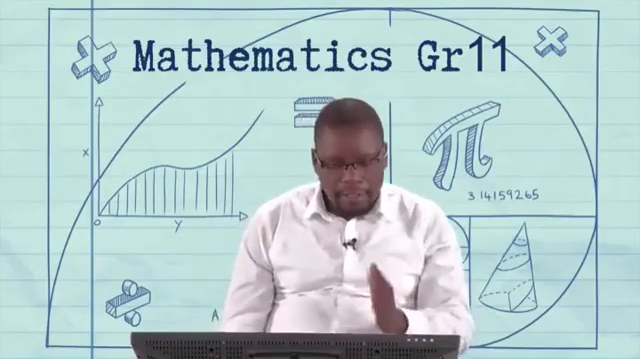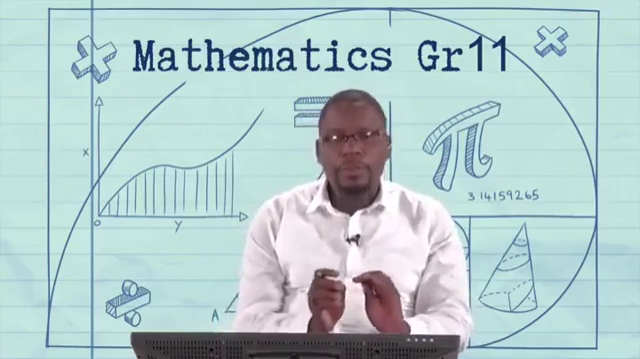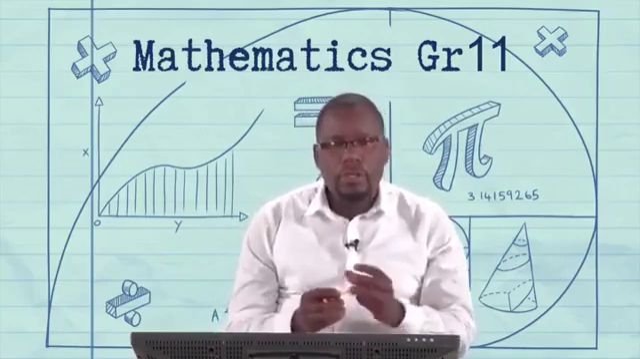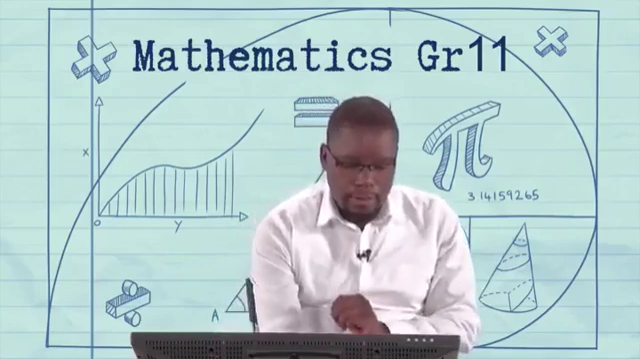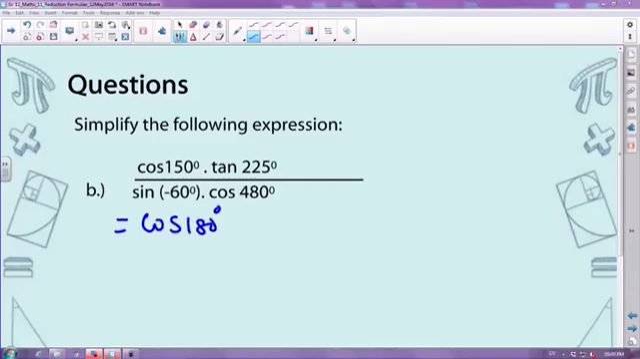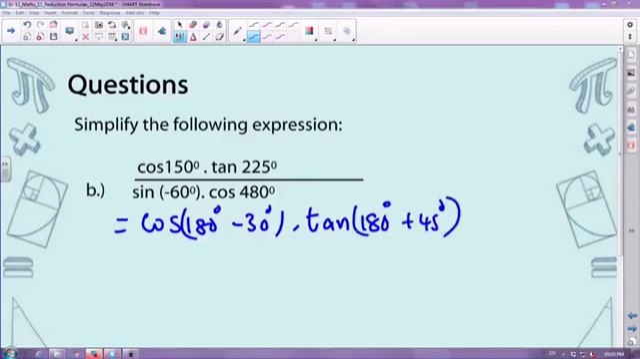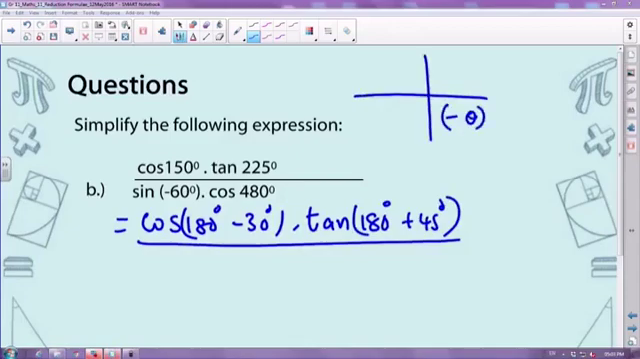Nice one, grade 11s. Let's continue. Let's check. We said we're going to be breaking it down to your acute angles. This is cos of 180 degrees minus 30. Mind you, keep on checking. 180 minus 30 is 150, times tan of 180 degrees plus 45, divided by, remember, this is negative, falls under here, sine is negative, so you get negative sine of 60.